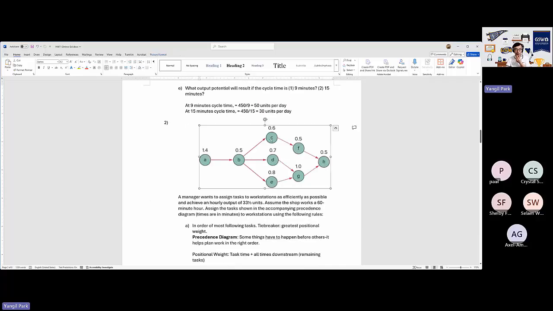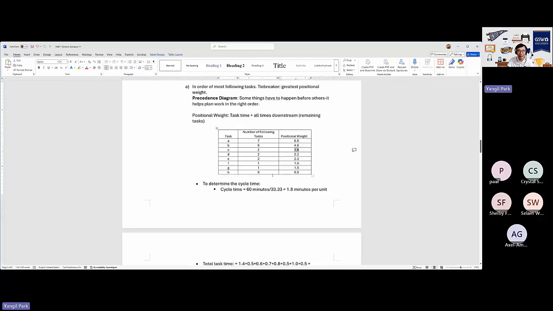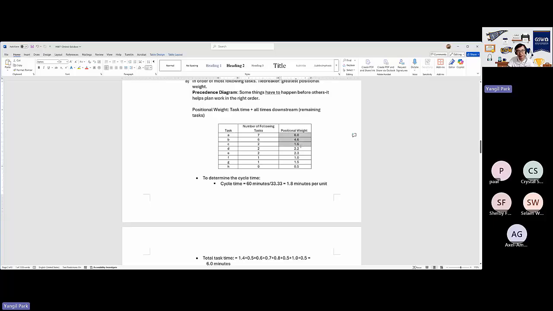C, for the positional weight, you have only 2 tasks following task C. So you add those numbers, then you have 1.6. Okay. So you just keep adding it just like that, and that shows positional weight. Okay, so that's the number you come up with.